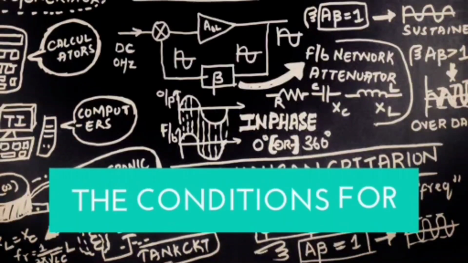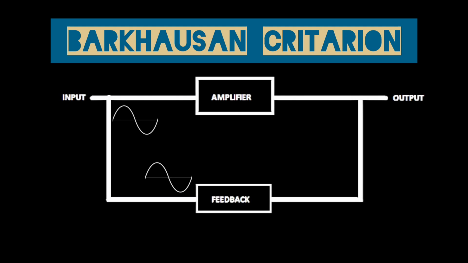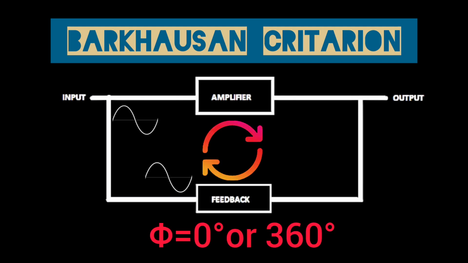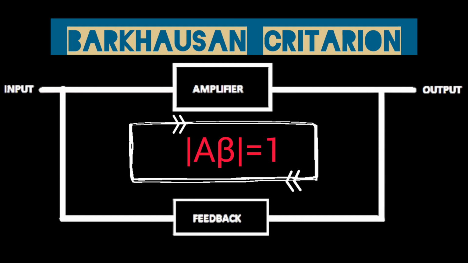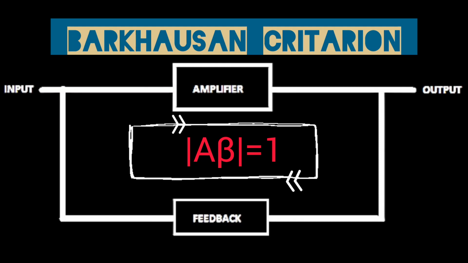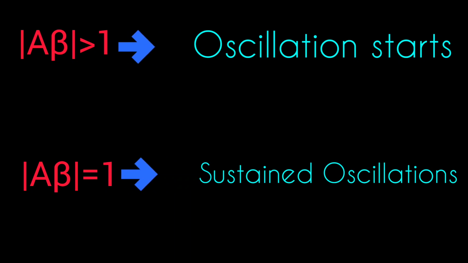The conditions for an electronic device to be an oscillator: first condition, it must satisfy the Barkhausen criterion, and the Barkhausen criterion states that the total phase angle around a loop, as the signal proceeds from input through the amplifier, through the feedback network and back to the input again, completing a loop, is precisely 0 degrees or 360 degrees. Second condition, the magnitude of loop gain must be equal to 1, or unity. But practically, oscillation starts only when the magnitude of loop gain is greater than 1.